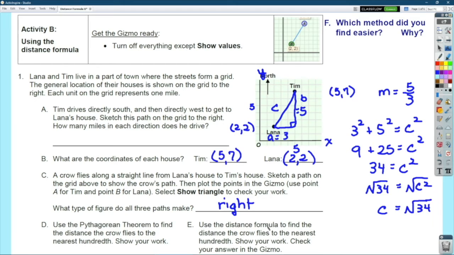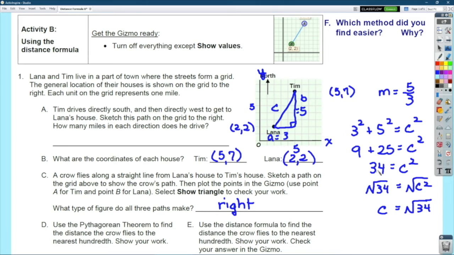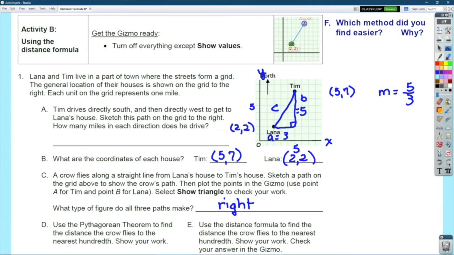Then it says use the distance formula to find the distance the crow flies. And then it says to the nearest hundredth because you put it in your calculator. So we're just going to do that. I'm going to go ahead and erase what I last did. Okay, so we've erased what we did before, and then we're going to try using the distance formula.